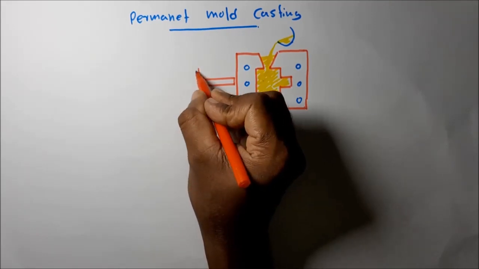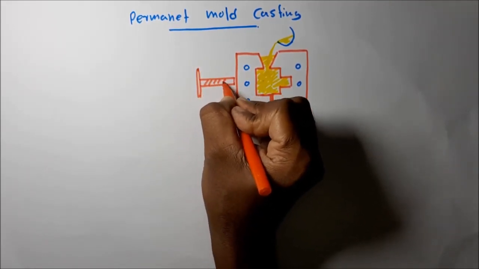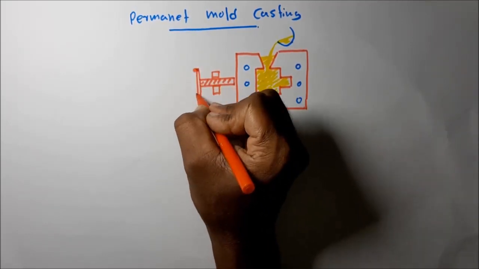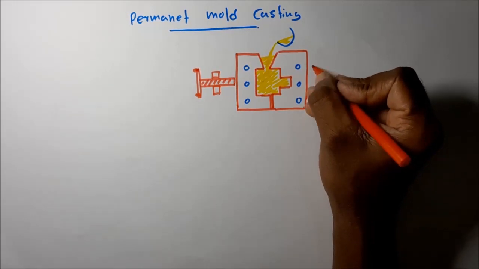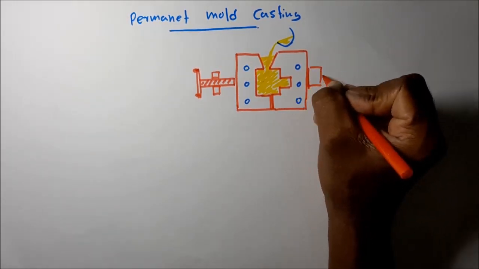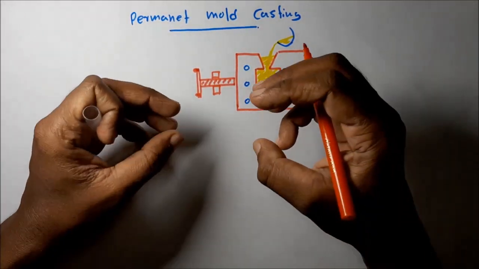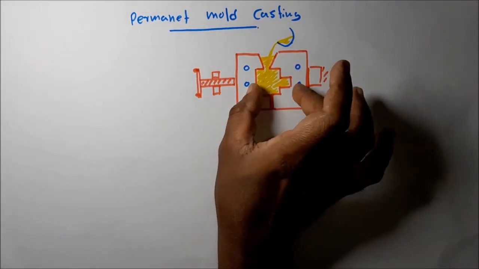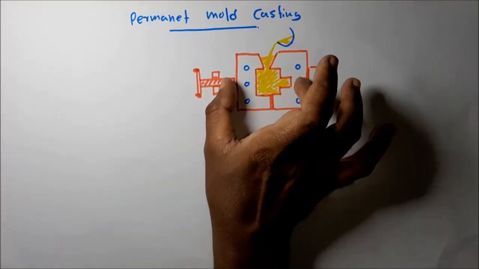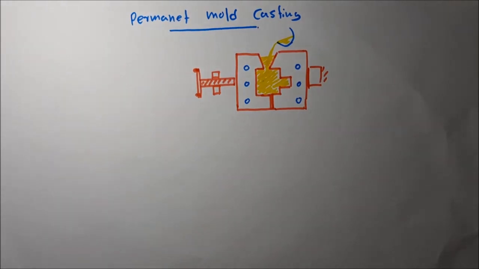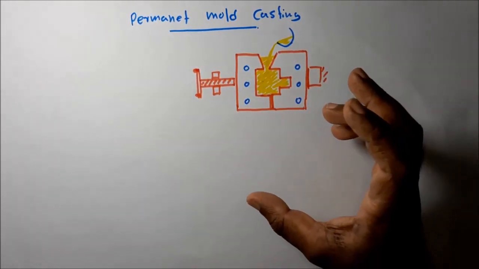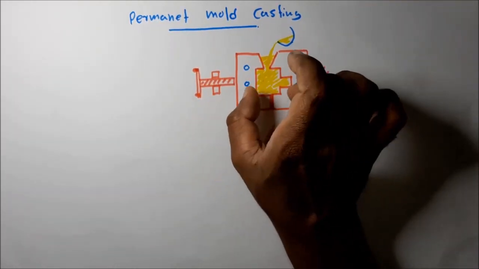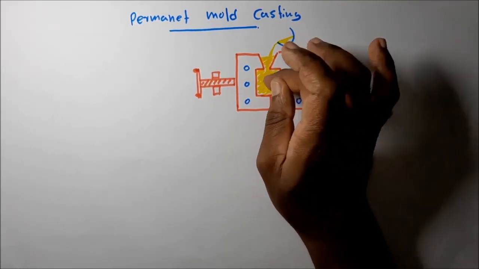This means this kind of hand wheel. This is a screw. This is the nut. Then the screw is in a fixed position. So this mold is clamped using this screw. The two halves of the mold are clamped using the screw, this kind of screw mechanism. After clamping the two halves of the mold, metal can be poured into this cavity area.